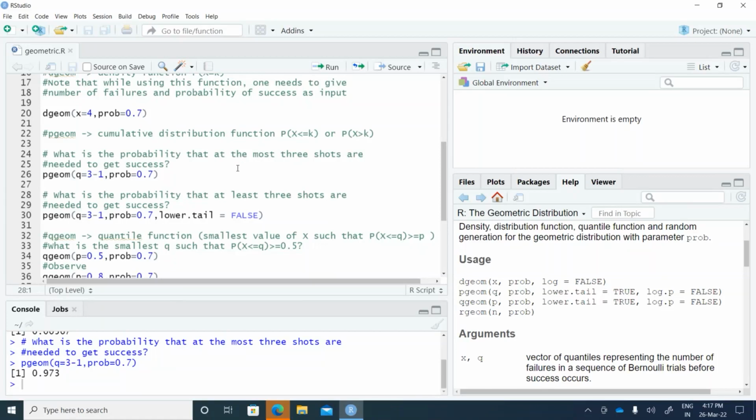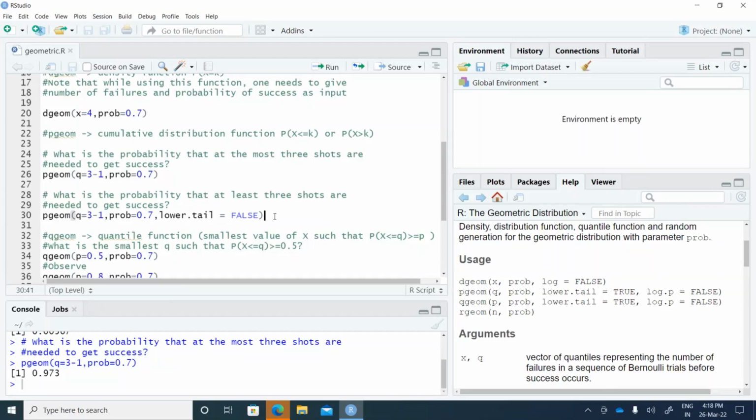Now let us find the probability that at least 3 shots are needed to get the success. At least 3 shots needed means at least 2 failures will be incurred. So q would be 3 minus 1, the probability is 0.7, and here you need to mention that lower.tail is false, so that R understands we are dealing with the probability that the random variable takes at least some value.